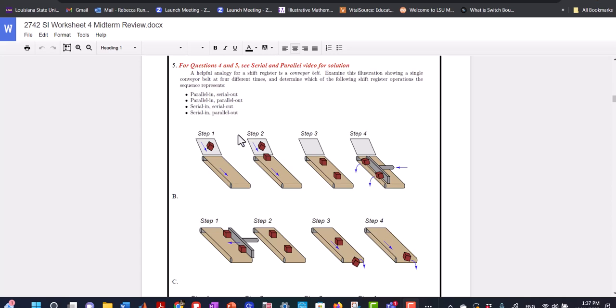If we look at A right here, we have step 1, one little block coming in. Step 2, we have another block coming in. Step 3, they're just moving along. Step 4, they're both being shoved out at once. So is this parallel in or serial in, and is it parallel out or serial out?